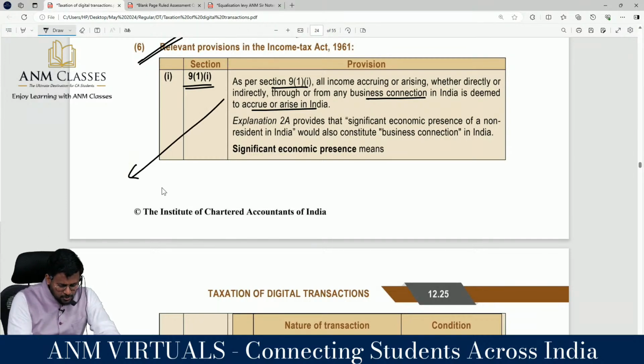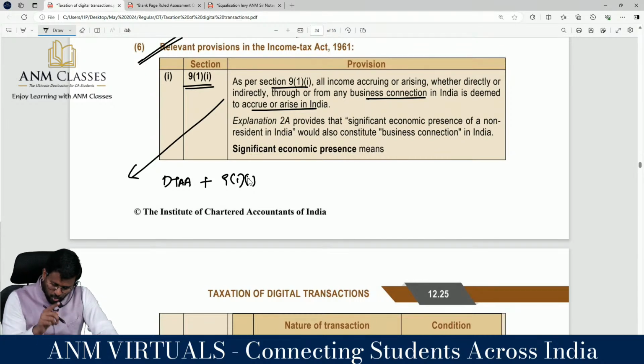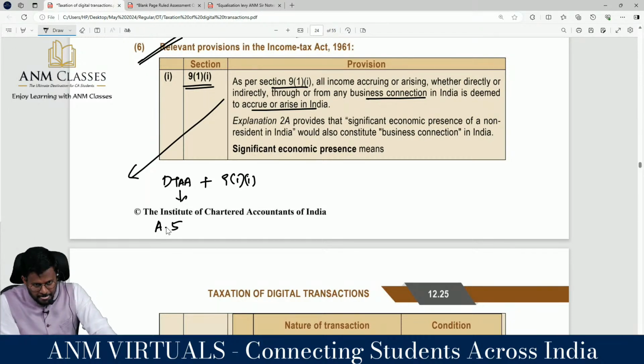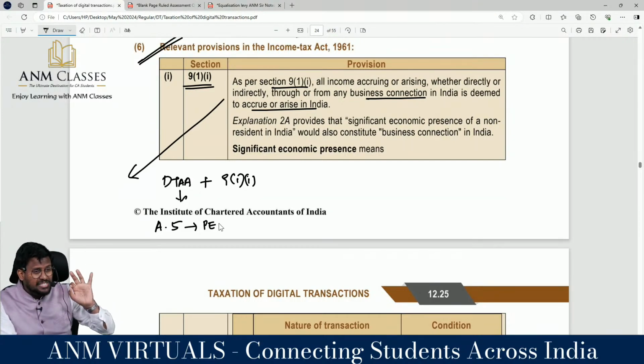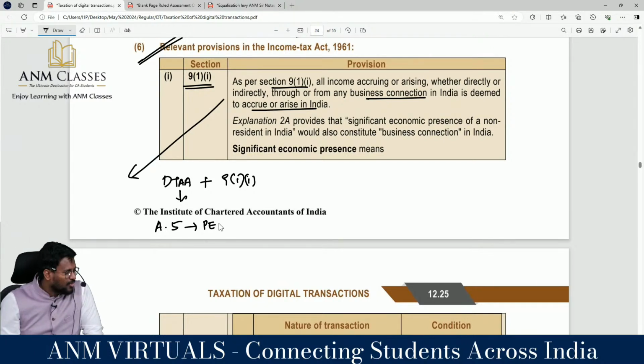This is the difference between the DTAA and the Income Tax Act, section 9(1)(i). Already discussed, don't worry, I will explain once again. What the DTAA is saying is that we follow Article 5. Article 5 talks about permanent establishment. That means if you have a permanent establishment in India, then only business profit as per Article 7 will be taxable in India. What the Income Tax Act is saying is that permanent establishment is not the matter of taxation; business connection is the matter of taxation.